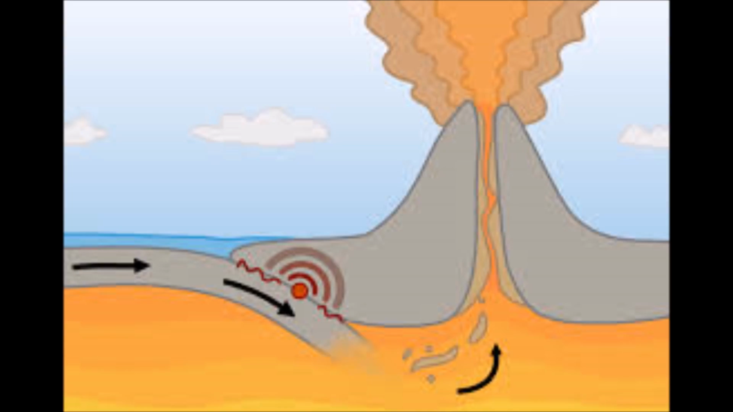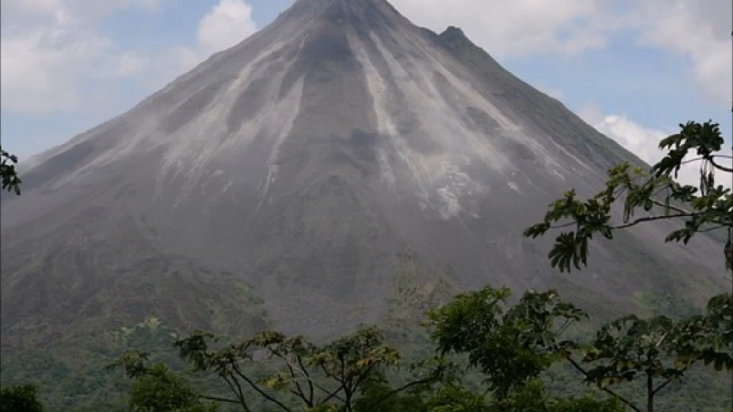Friction between the two plates causes strong earthquakes. As the oceanic plate moves downwards, it melts. This creates magma, which is less fluid than at a constructive margin. It breaks through to the surface to form steep-sided composite volcanoes. These eruptions are often very violent.